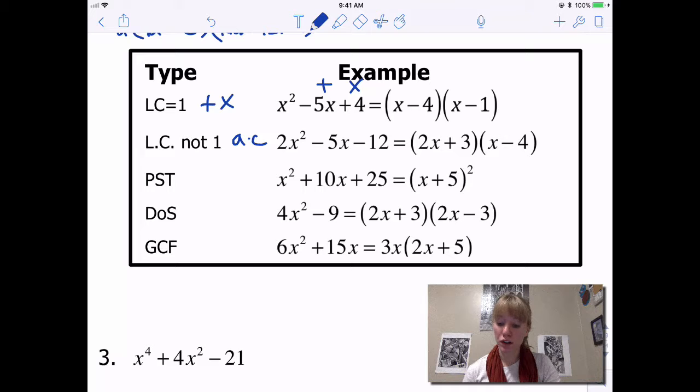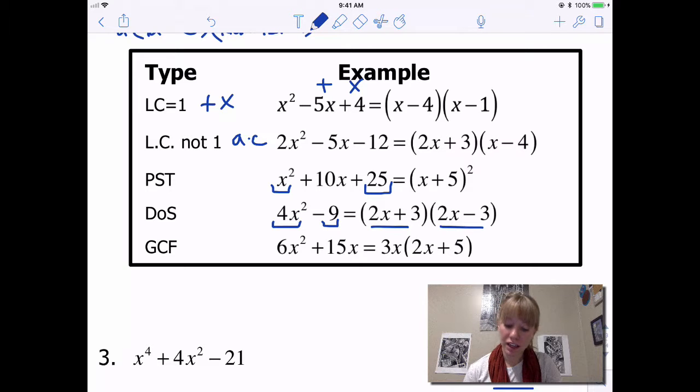Sometimes we'll have a perfect square trinomial, meaning we've got a perfect square in the front and a perfect square in the rear. And I can double check to make sure that x plus 5 times x plus 5 is x squared plus 10x plus 25. Difference of squares is when I have two terms, each perfect squares with a minus in the middle. And I've got two terms that are exactly the same, except one is positive and one is negative.